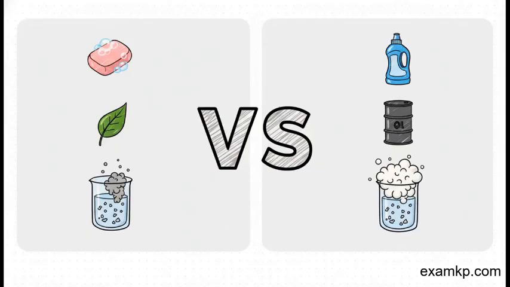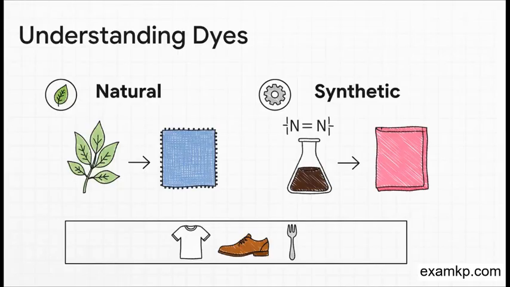Finally, in this section, let's quickly touch on dyes. They basically fall into 2 groups. You have natural dyes, which come from plants, like the deep blue indigo color used for your jeans. And then you have synthetic dyes, which are made in a lab, like azo dyes. For your exams, just know one example from each category, and remember their main job is to color stuff. Simple enough, right? Excellent work.